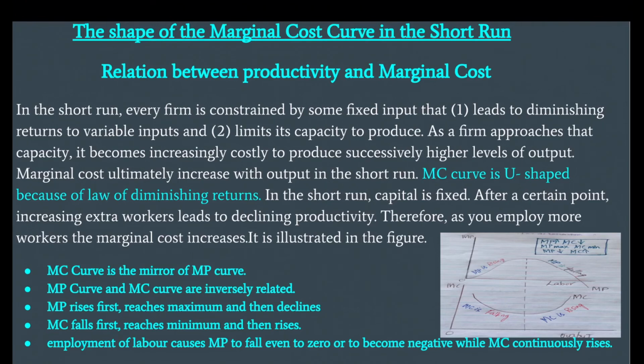In the short run, capital is fixed. After a certain point, adding extra workers leads to declining productivity. Therefore, as we employ more workers, the marginal cost increases. It is illustrated in the figure.